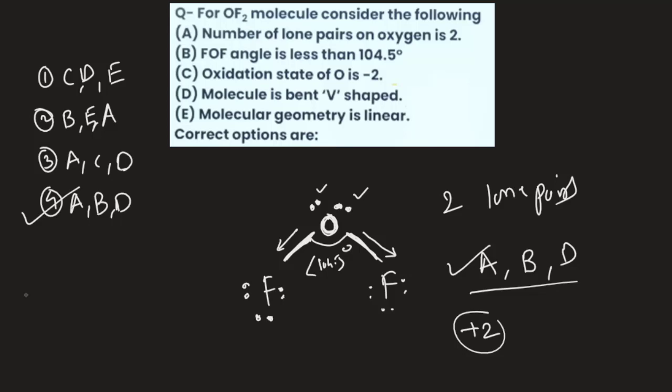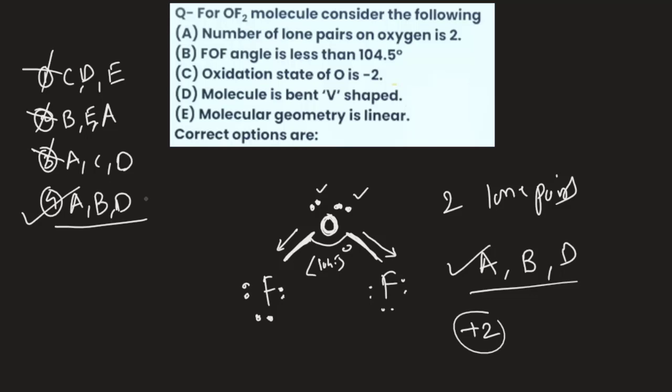You can also eliminate some of the options. So if you consider C, D, E, the first option, we know that C is incorrect. That's why this option is terminated. Then B, E, and A. So we know that E is incorrect. So option 2 is also gone. Finally, we have A, C, and D. So we know that C is incorrect. That's why this option is also gone. So the only remaining option is A, B, D.